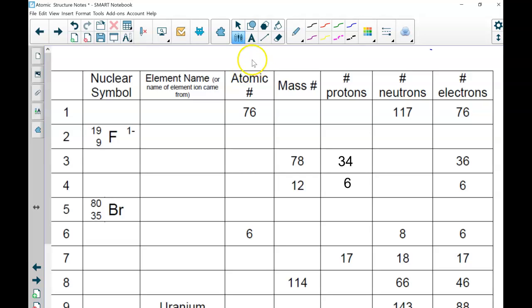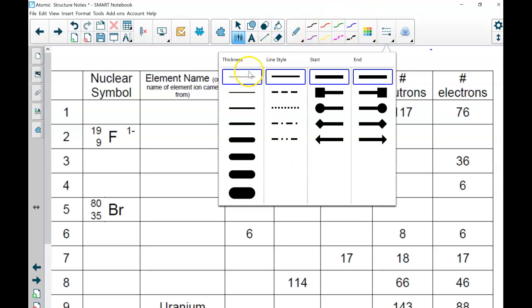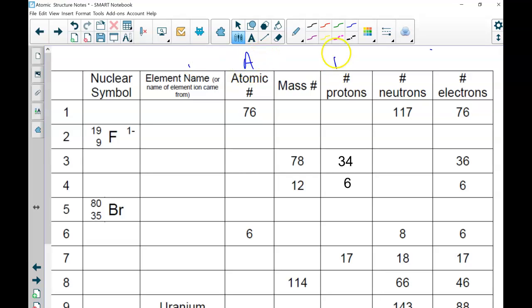APE stands for atomic, protons, and electrons. APE, that spells the word APE. So we know all three of those are the same if you have a neutral atom. Now, in order to know if we have a neutral atom, we need to see if there's a symbol. Right now we can't tell there's a neutral atom technically, but we will know that no matter what, whether it's neutral or charged, this shows a charge of a 1 minus.